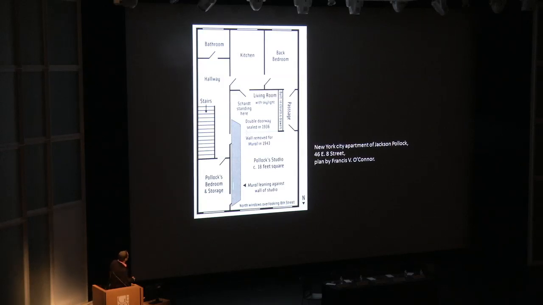And here is a diagrammatic rendering of the painting, and here is the wall that's been removed in order to allow work on the painting, because not only does the painting have to be able to extend, but Pollock needs to work on it. So you can see this entire wall was removed for the purposes of executing the mural. This is before, obviously, its installation.